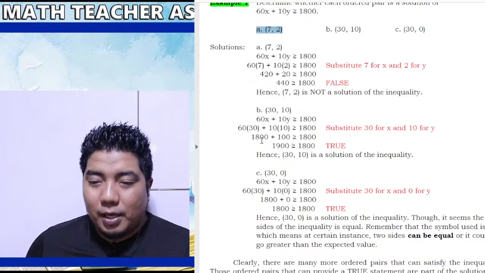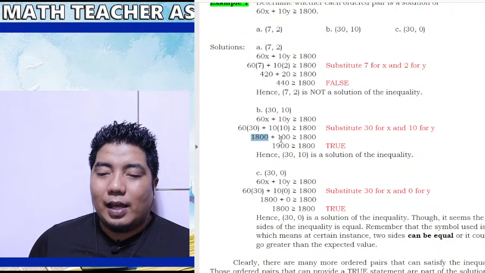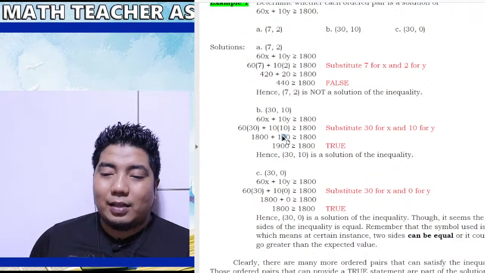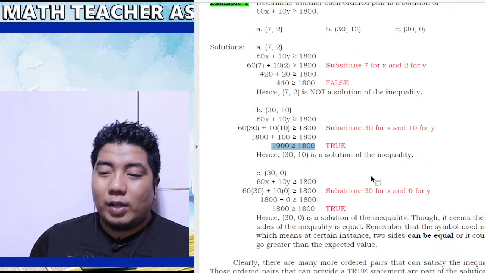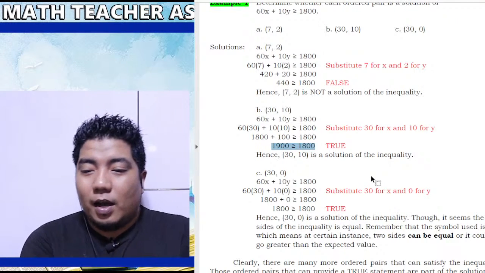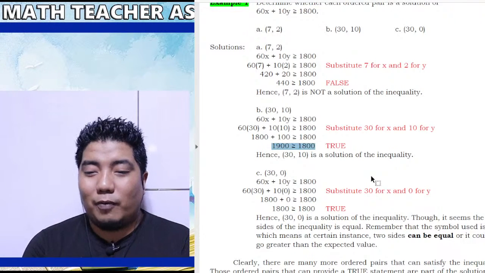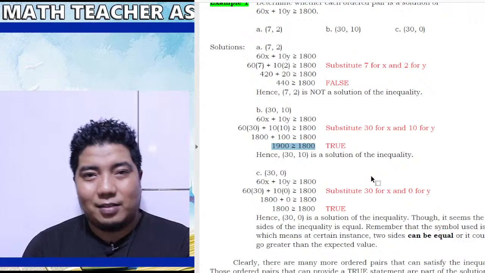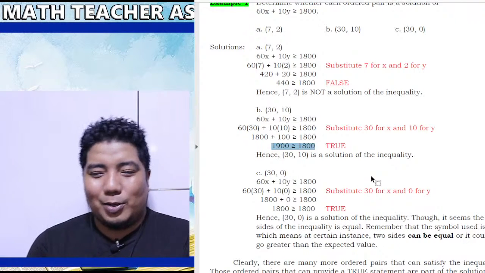Okay, how about B? We have 30 and 10. So 60 times 30, that is 1,800. 10 times 10, that is 100. 1,800 plus 100, we have 1,900. Now, the question is, is 1,900 greater than 1,800? Yes, that is true. So therefore, letter B, 30 and 10, is considered to be a solution in this scenario.